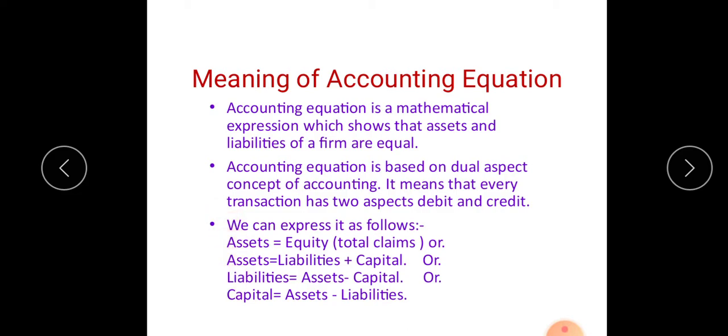Now this accounting equation is based on the dual aspect concept of accounting, which we have studied previously in accounting principles and concepts. Okay. It means that every transaction has two aspects, debit and credit. Debit will be always equal to the total of credit. Okay.